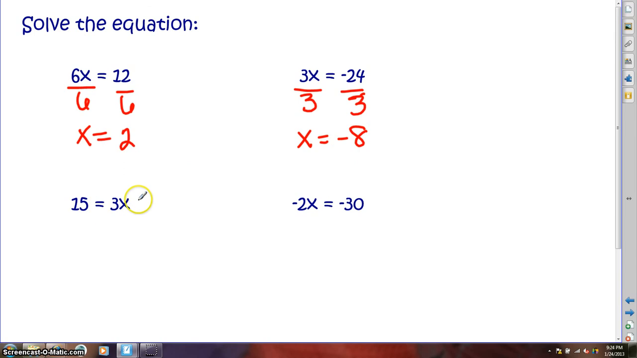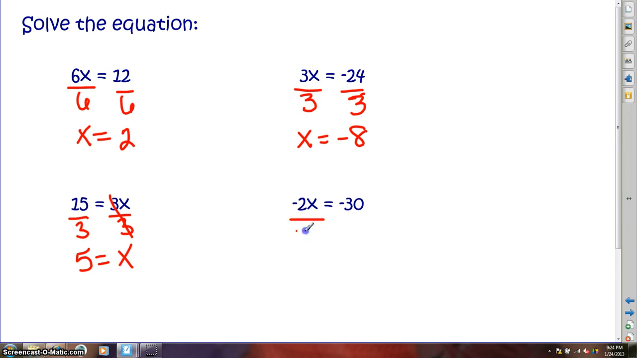On this one, our variable is on the right, but we solve it the same way. We want to isolate our variable, so since it's 3 times x, the inverse of times, or multiplying, is dividing. We show the division symbols on both sides, and 15 divided by 3 is 5. Those cancel out, leaving us just the x.